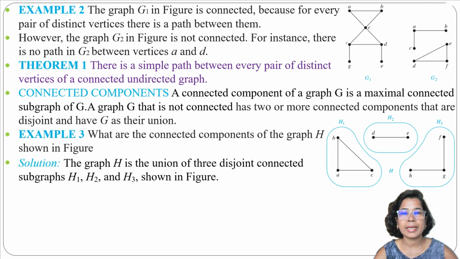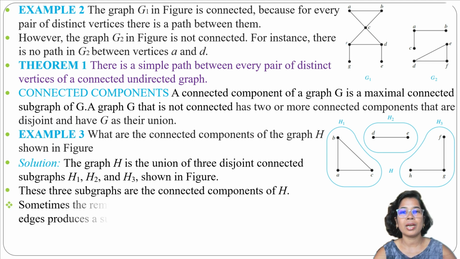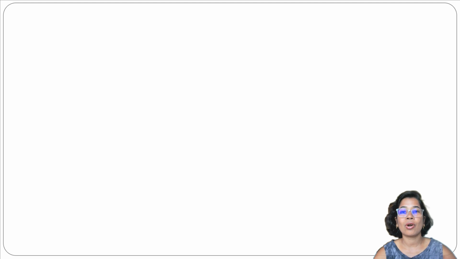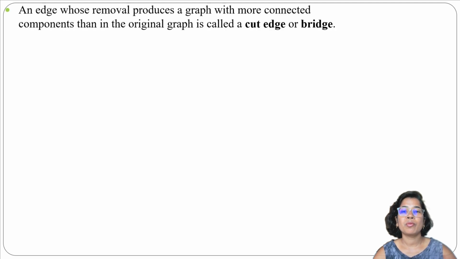Next is the cut vertex or articulation point. If removal of a vertex makes the connected graph disconnected, it's called a cut vertex or articulation point. I already discussed all this. Next I will discuss cut edges. If removal of an edge makes the graph disconnected, it's called a cut edge or bridge. If removal of a vertex makes the graph disconnected, it's a cut vertex or articulation point. If removal of an edge makes the graph disconnected, it's a cut edge or bridge.